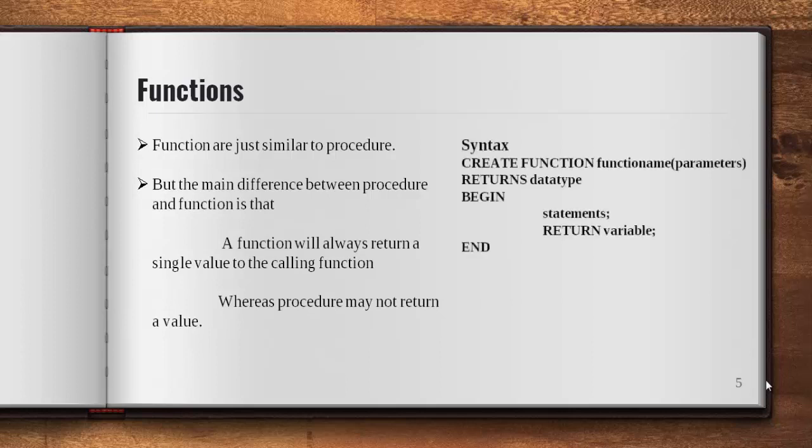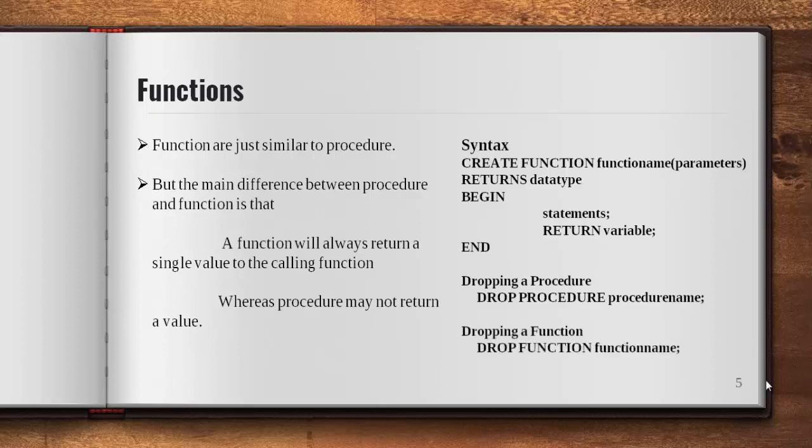And the syntax of creating a function is create function, function name, within the parentheses you have to provide the parameters, and you have to provide the returns data type, and at the end you have to provide the return. So we have two things over here, returns as well as return, that you'll understand when we are seeing the program. And in order to drop a procedure, we have to use the syntax drop procedure, procedure name, and similarly for the function, drop function, function name.